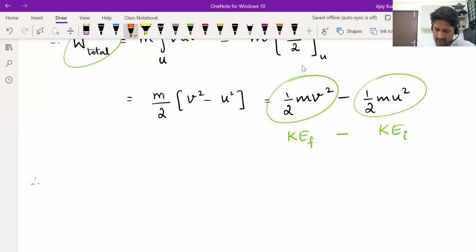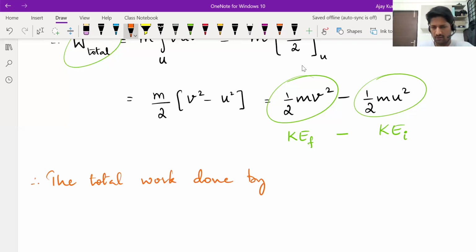We can write the statement like this. The total work done by, okay, all of you write the statement, this is very useful. Total work done by all the forces acting on a system.